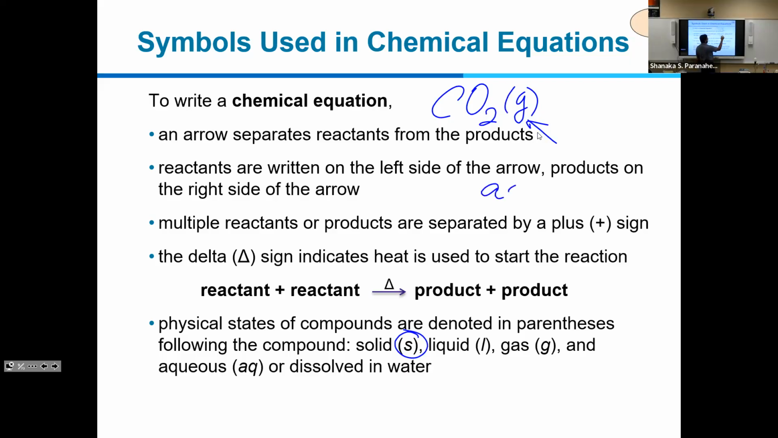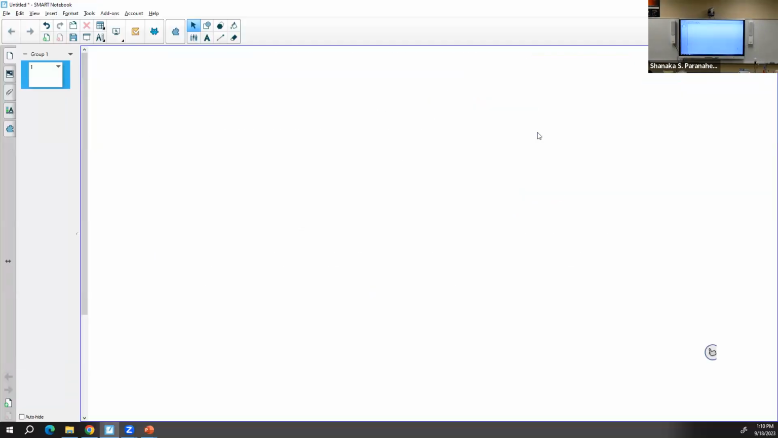AQ means aqueous, dissolved in water. That particular chemical is dissolved in water. That's the meaning of aqueous. So water is the solvent. So now we can see those four physical states: S is solid, L liquid, G gas, AQ aqueous.